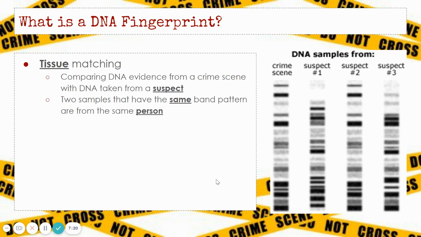Tissue matching is what we use often for forensics. It's comparing DNA evidence from a crime scene with a DNA sample taken from a suspect. If the two samples have the same pattern, that means they're from the same person. So we're going to collect DNA from the crime scene. We're going to take cheek swabs from different suspects or blood samples. It can be done either way. And we're going to see, do any of the suspects match that DNA at the crime scene? So in this case, the crime scene matches suspect number 2. Number 1 and number 3 do not match what we found at the crime scene.